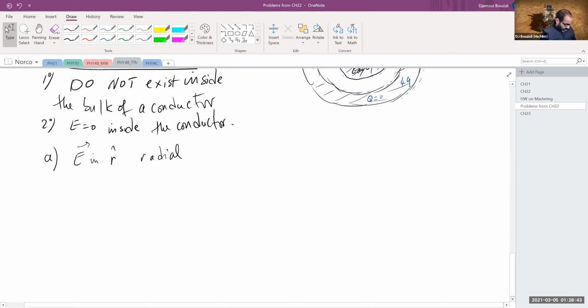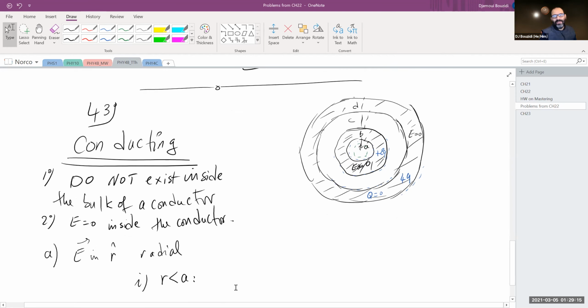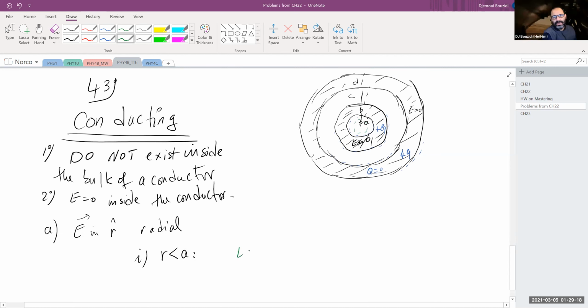Now the magnitude. They said to calculate it for R less than A, inside everything in here. So what I'm going to do is take a Gaussian surface. Inside it, I will argue that the electric field is uniform, meaning constant in magnitude throughout the entire surface because of the spherical symmetry, and it's radial. So the flux of the electric field must equal E times the area, and the area of a sphere is 4 pi r squared, which equals the charge enclosed divided by epsilon naught.